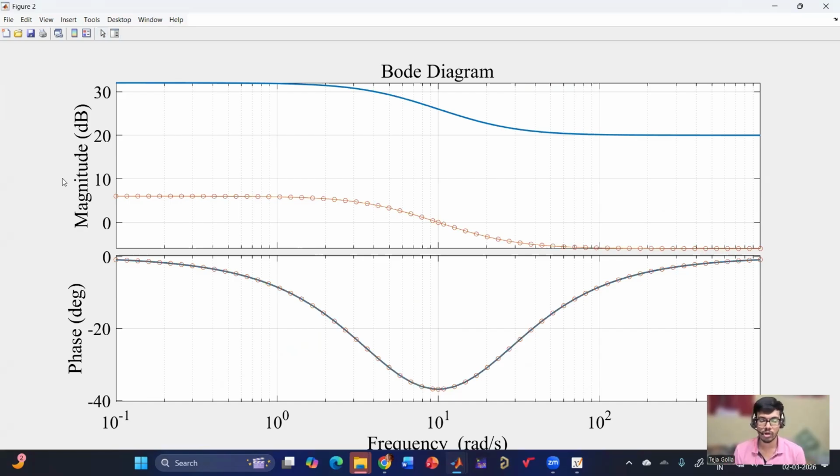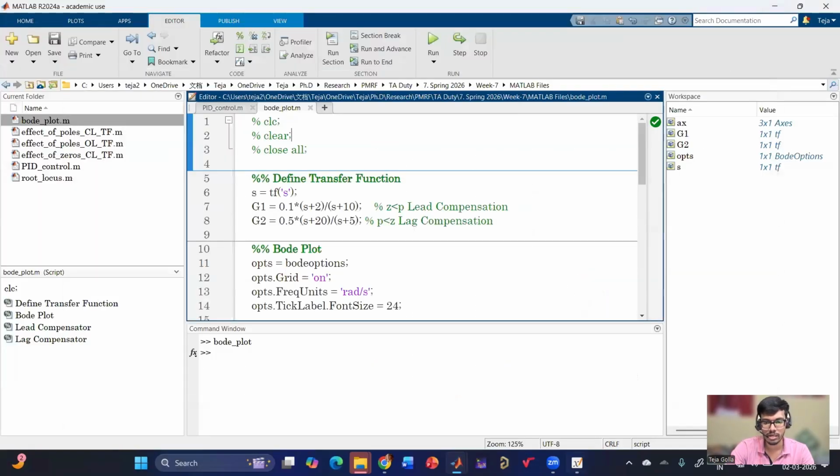But whether the zero comes before or pole comes before, that will decide whether you will have phase lag or lead. And then we can see whatever is the requirement. Based on that, we can decide the zero or pole. So is this clear?